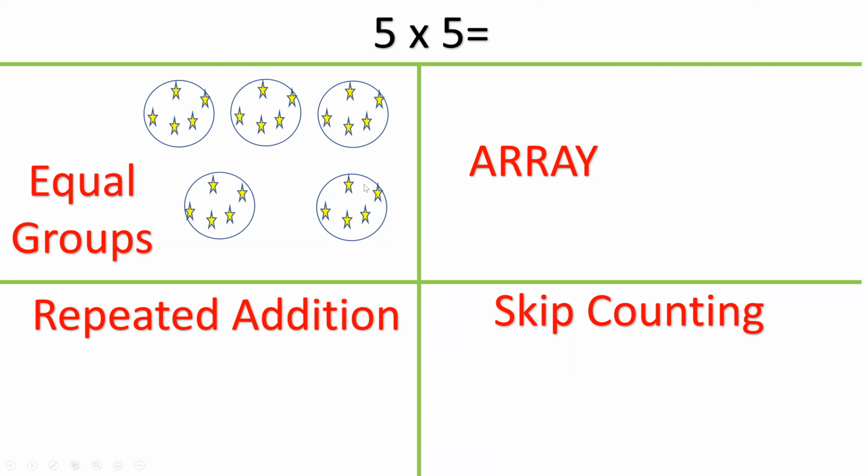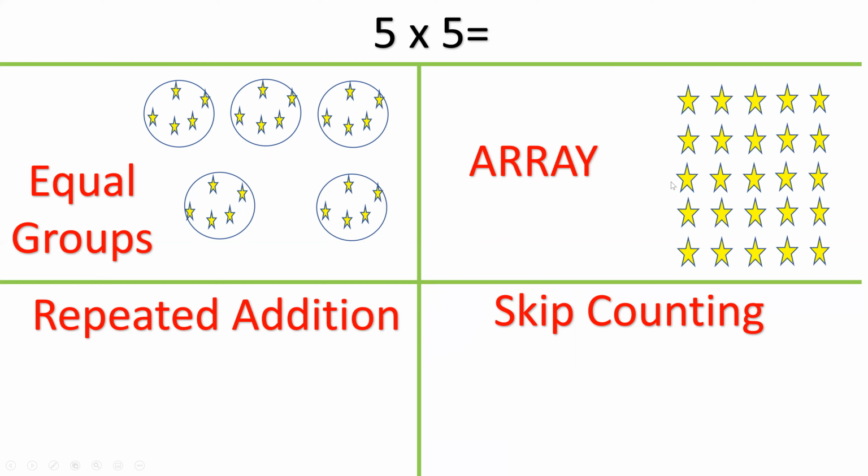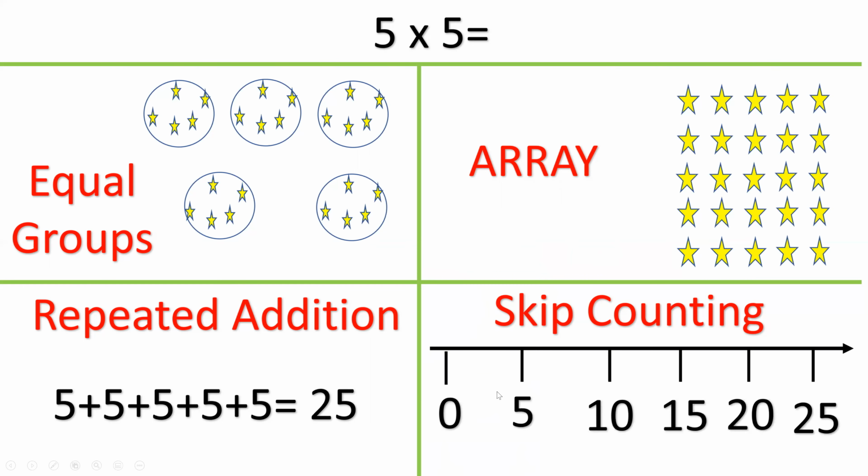Great job. 5 times 5 in equal groups is 5 groups of 5. If you drew an array, you have 5 rows and 5 columns. If you used repeated addition, you added 5 plus 5 plus 5 plus 5 plus 5, which equals 25. If you did skip counting, you hopped 5 times along a 5 number line. So we have 5, 10, 15, 20, 25. Great job.